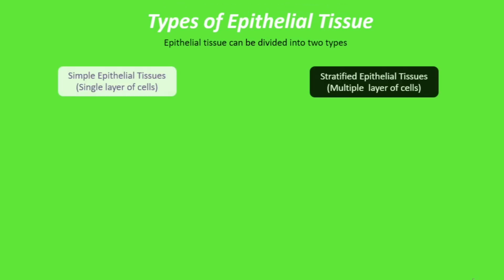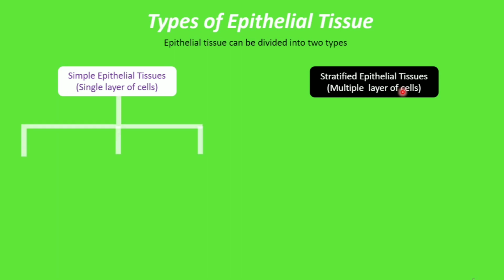Epithelial tissue can also be categorized into two subtypes, and these are: number 1, simple epithelial tissue, and number 2, stratified epithelial tissue. Simple epithelial tissue contains a single layer of cells, while stratified epithelial tissue contains multiple layers of cells. Simple epithelial tissue can also be categorized into three subtypes.